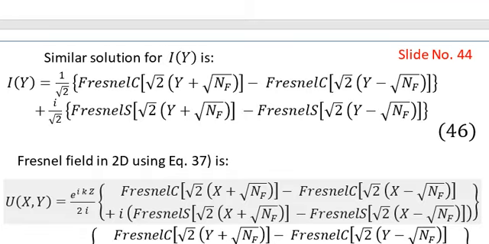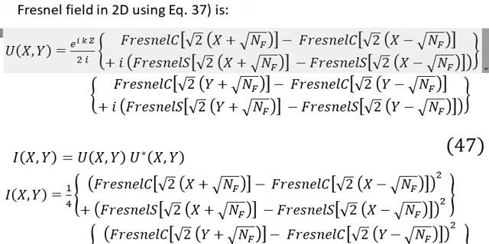Now we can very easily write the amplitude, the Fresnel field or the Fresnel amplitude in two dimensions, using equation number 37, which is listed in equation number 47. So we have multiplied the two terms, that is, equation number 45 and equation number 46 have been multiplied, and we have written them. The first curly bracket represents equation 45, and the second curly bracket in the second row represents equation number 46, and the total becomes equation number 47. So you see that this is the amplitude.